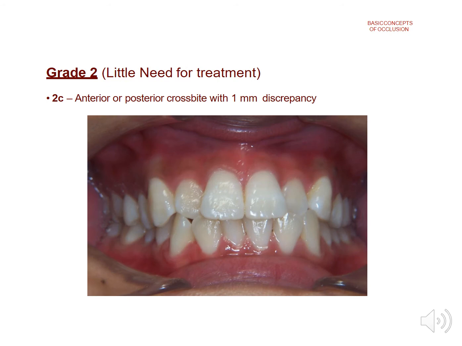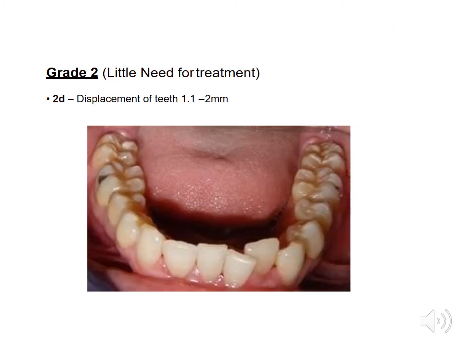This is 2C, anterior or posterior crossbite within 1 mm discrepancy. So we can see that the crossbite is very minor. That's why it's a little need for treatment. 2D, displacement of teeth up to 2 mm.